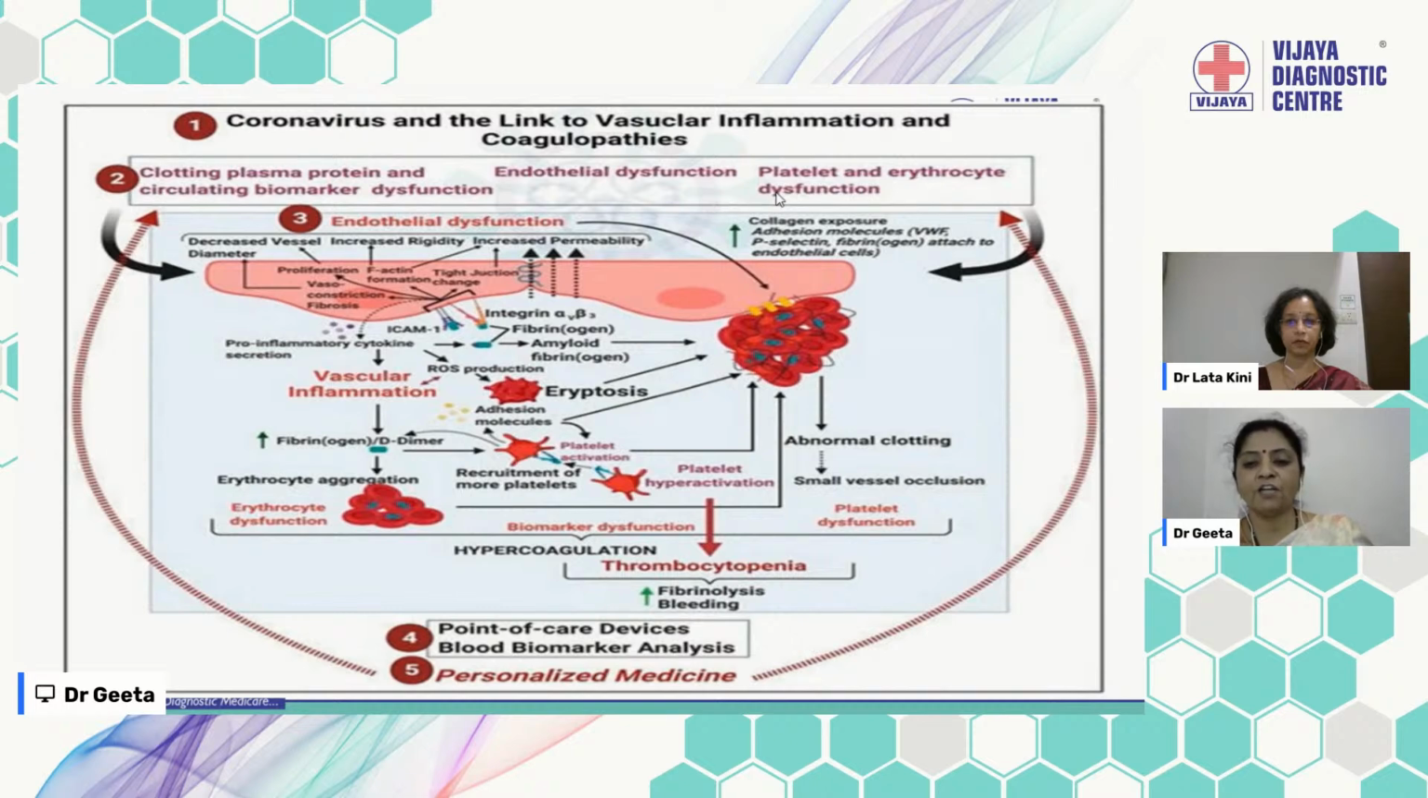Again, if the severity of the disease increases, the platelets are hyperactivated and consumed, which leads to thrombocytopenia, and it leads to bleeding. So basically, there are both hypercoagulability and hyperfibrinolysis happening at the same time in COVID-19 infection.